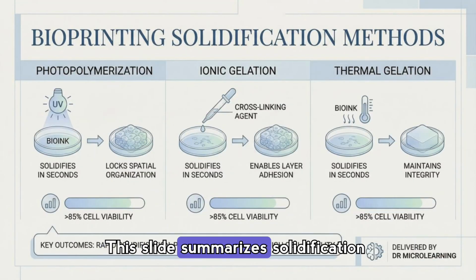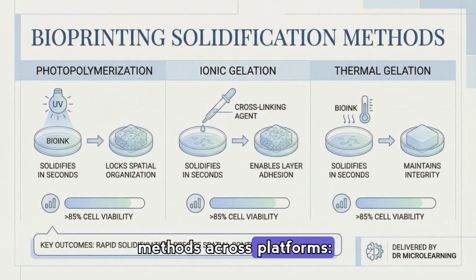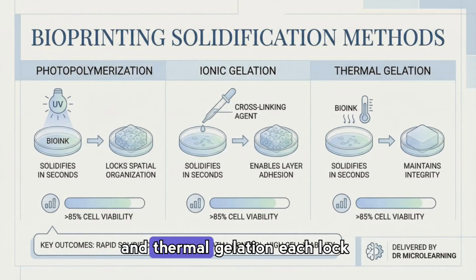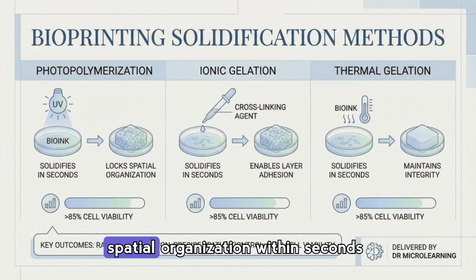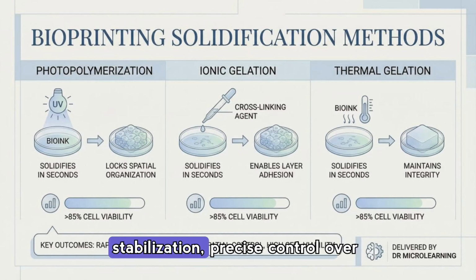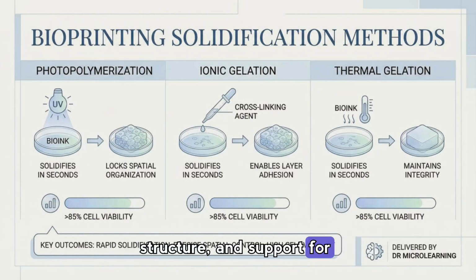This slide summarizes solidification methods across platforms: photopolymerization, ionic gelation, and thermal gelation. Each locks spatial organization within seconds while maintaining high cell viability, and the common outcome is rapid stabilization, precise control over structure, and support for subsequent tissue maturation.